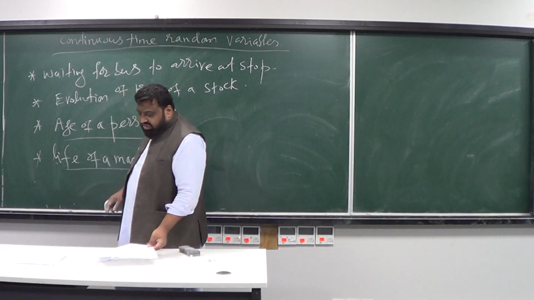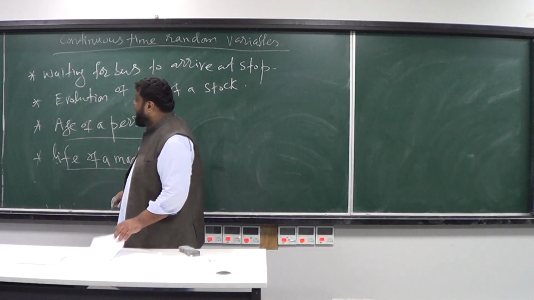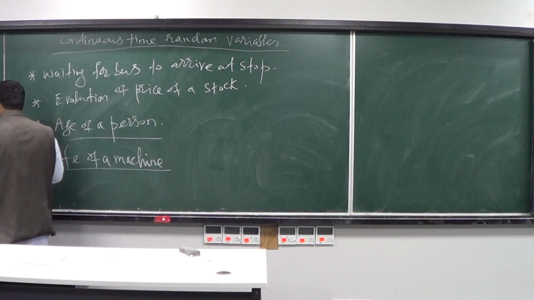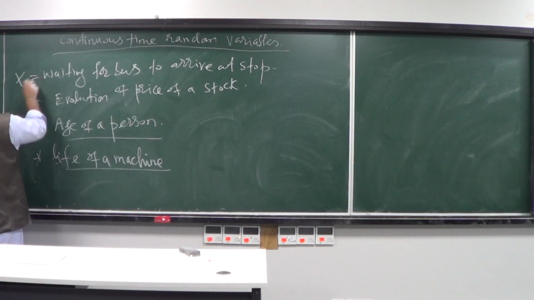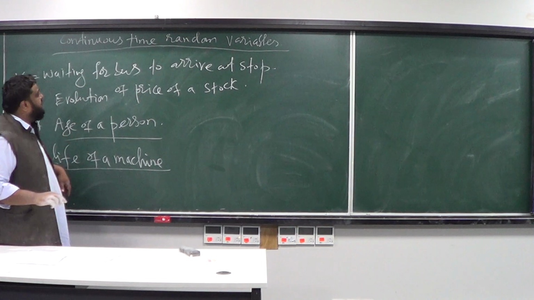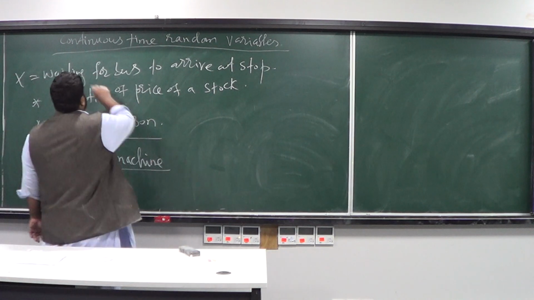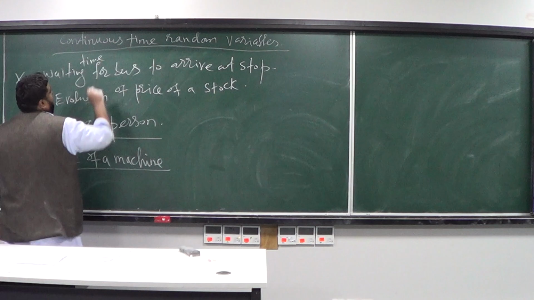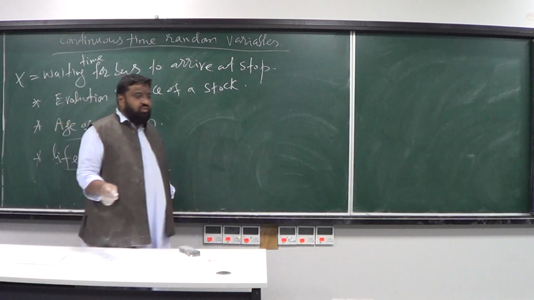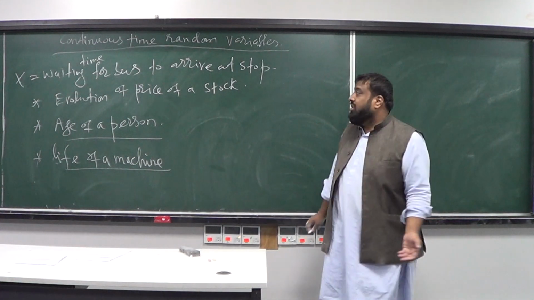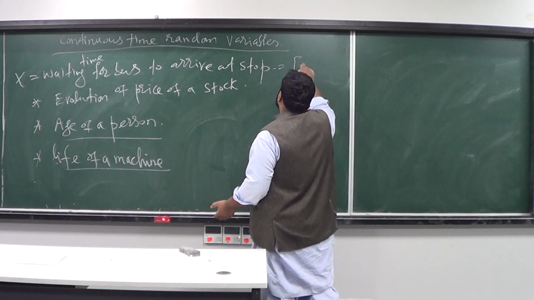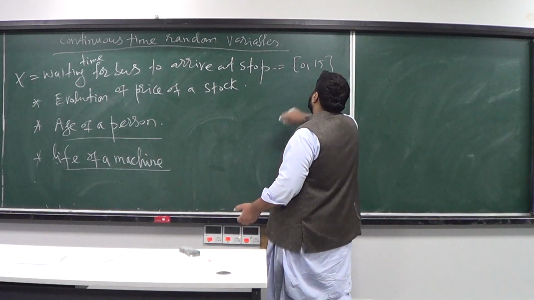So we are going to start the way we did in the case of the discrete random variables. For example, if you give this random variable a name, x represents the waiting time for a bus to arrive at a stop. So what could be the waiting time for the bus to arrive at the stop? It really depends on the stop. So imagine it's 0 to say 15 minutes.